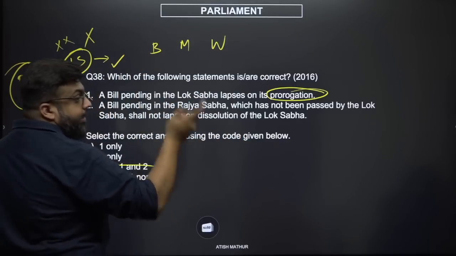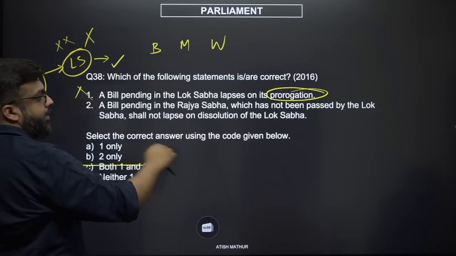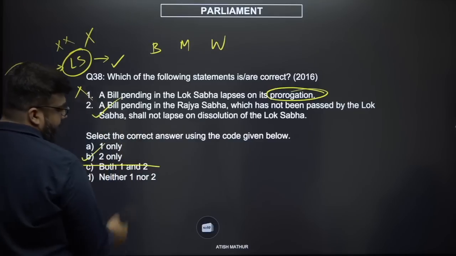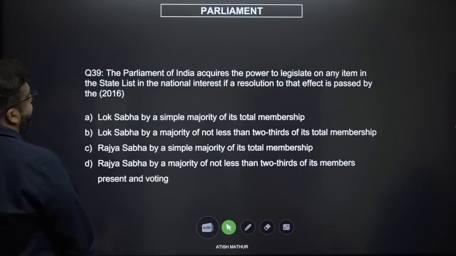If they had, then they would have passed it and then sent it to the Rajya Sabha, right? So that has not happened. Their mandate has not been taken into account. So this is the correct statement. The answer will be B. Very simple application of democratic mandate.